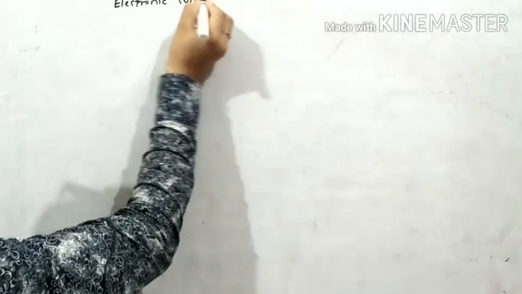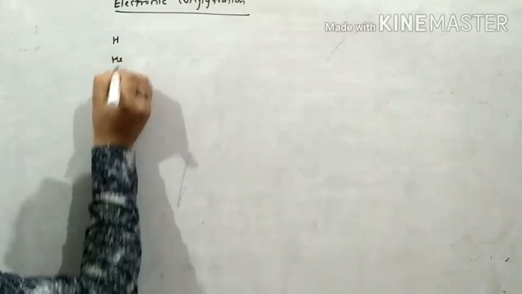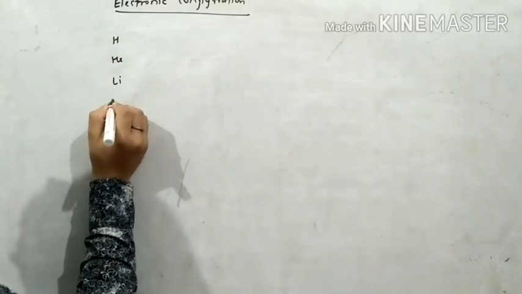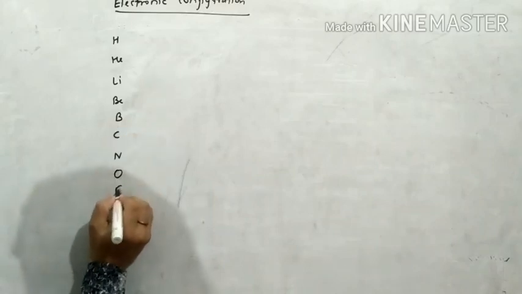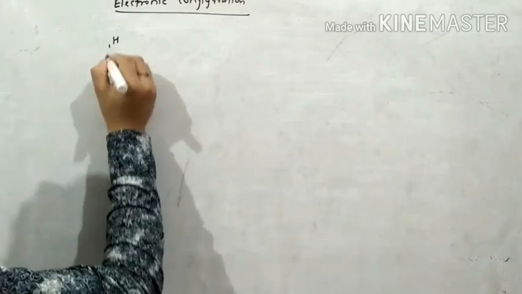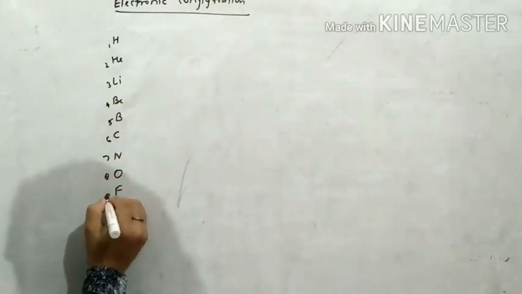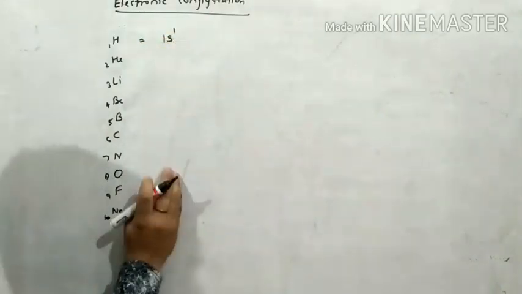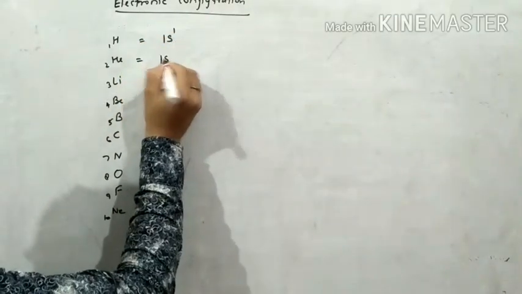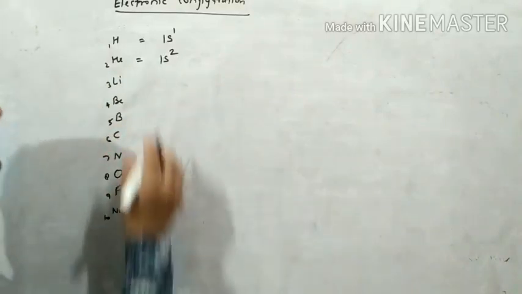Now the electronic configuration. Hydrogen, helium, lithium, beryllium, boron, carbon, nitrogen, oxygen, fluorine and neon: 1, 2, 3, 4, 5, 6, 7, 8, 9, 10. You write 1s1, then 1s2, because s has a maximum of 2 electrons.